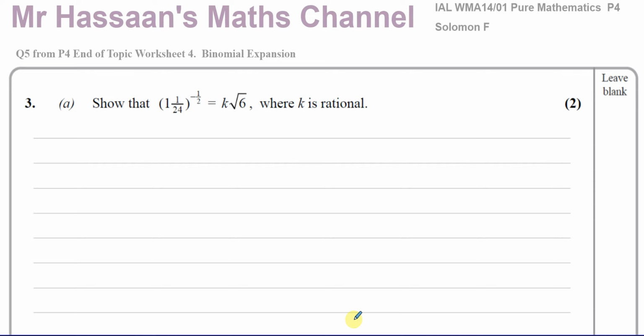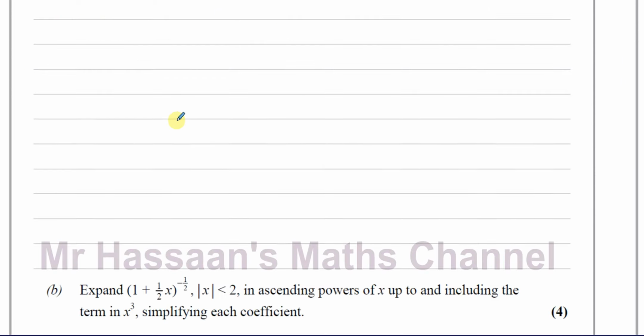I'm now answering a question from one of the old Solomon papers for C4. This is Solomon F, which is in my end of topic worksheet, binomial expansion, question number 5 from my P4 collection of questions. And this question here is about binomial expansion.